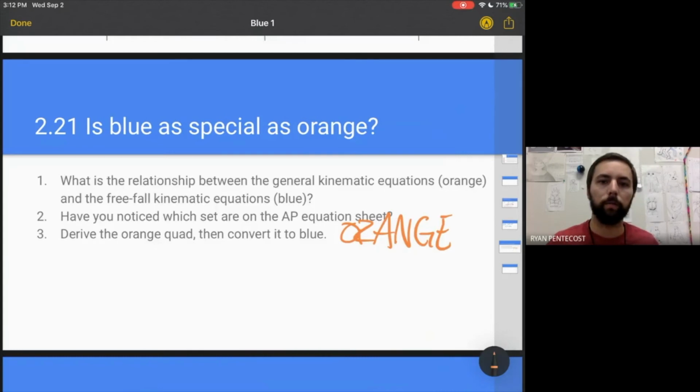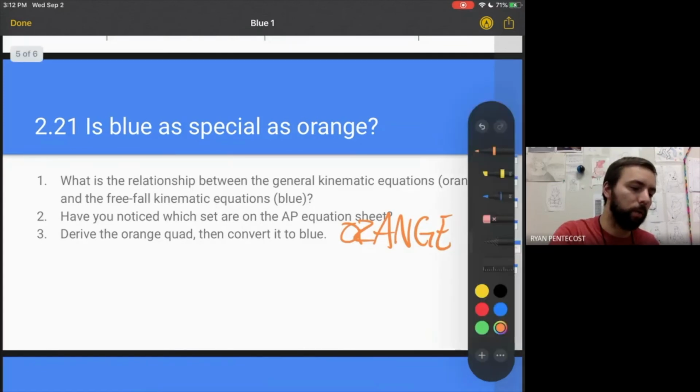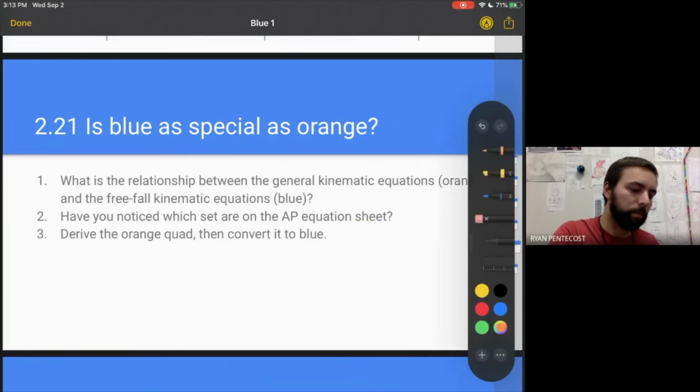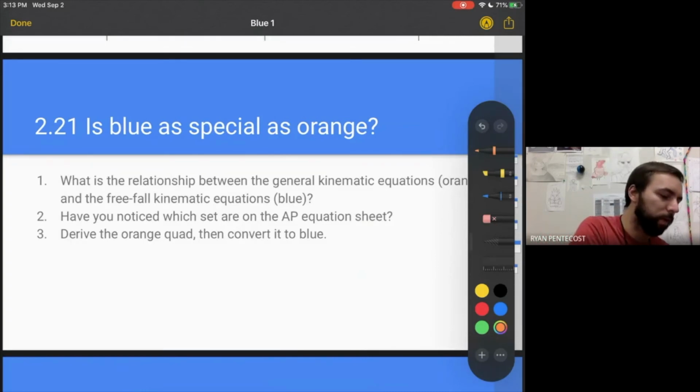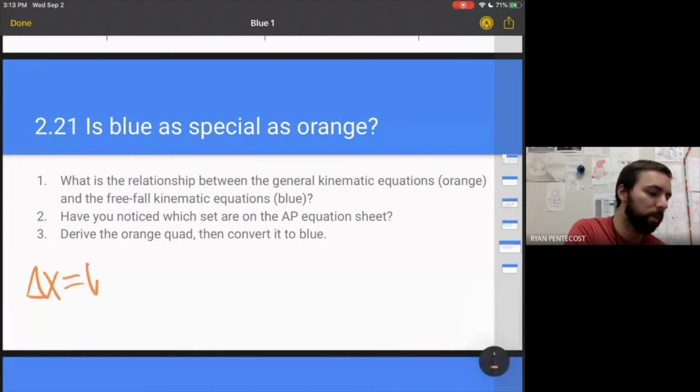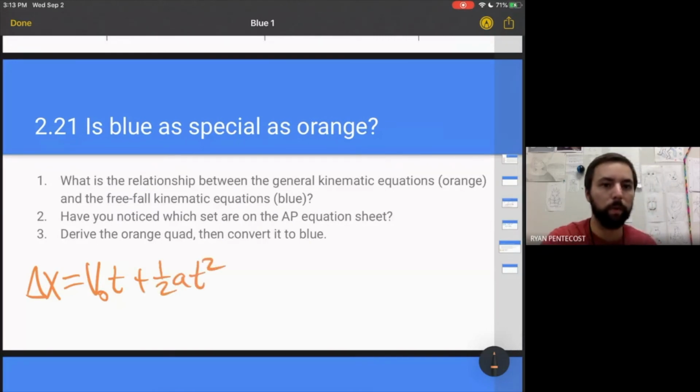Now, in each of these kinematics, there are three traditional kinematic equations. The fourth one is what we call the orange quad or the blue quad. For number three, we're going to derive that. So the quad can be derived from the position equation: delta x equals v naught t plus 1/2 a t squared, right?